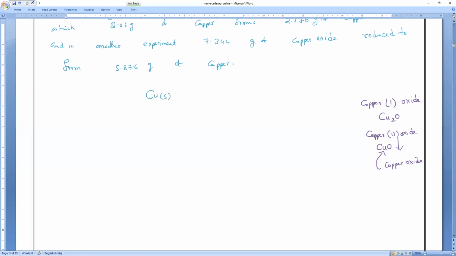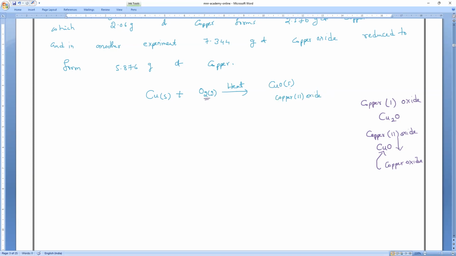Now, copper is a solid; on heating, it will react with oxygen. Oxygen is present where, guys? In air. So it will give you the compound called copper oxide. This copper oxide we used to call what? Copper 2 oxide. So balancing, check it.